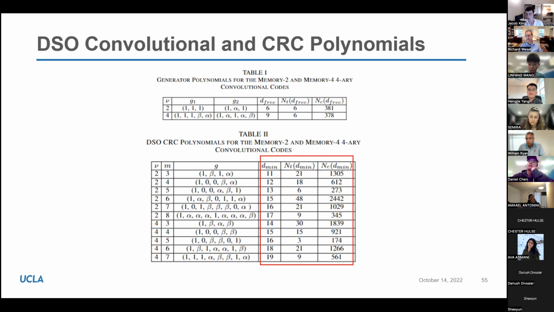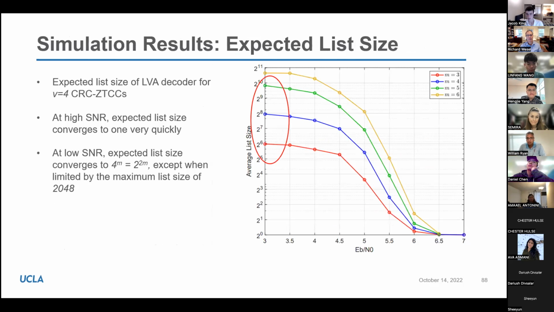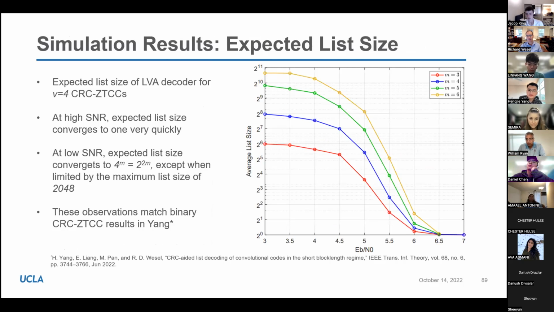Hey, Jacob, you plotted expected list size against SNR, Eb over N0. I was wondering what it is at FER equals 10 to the minus 4. Some of these list sizes. I have a plot for that. It's not in this presentation. Let me see. Give me a second. Well, you can just pick it off. Okay.